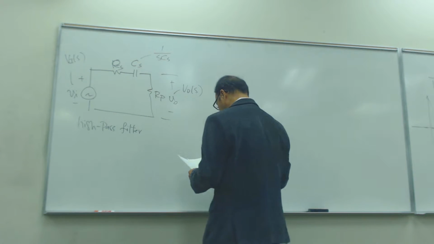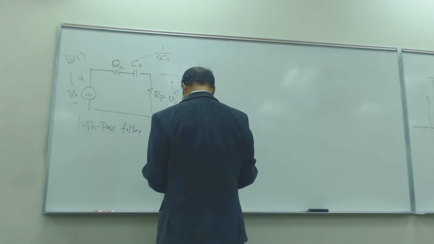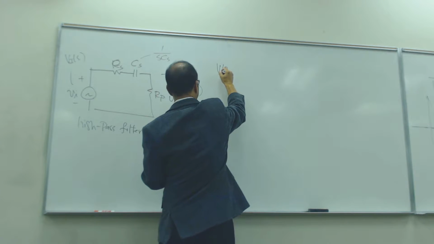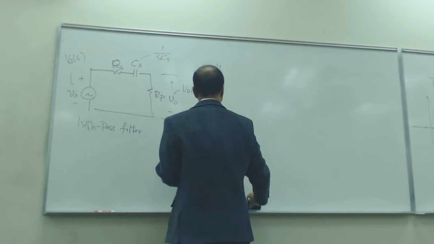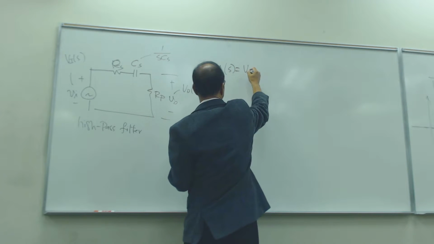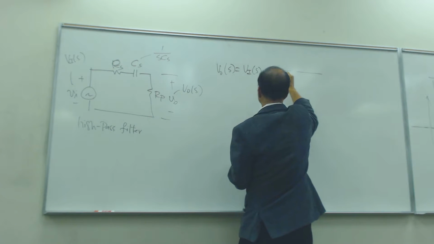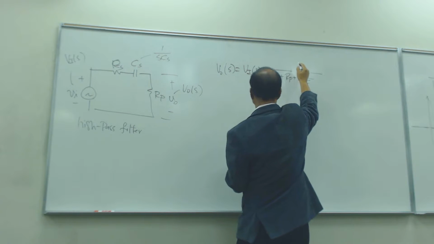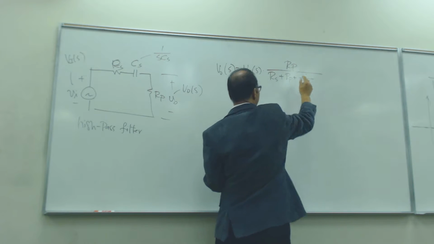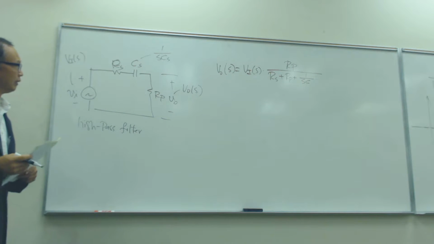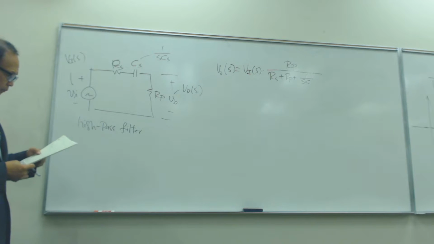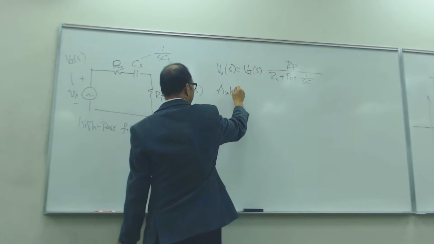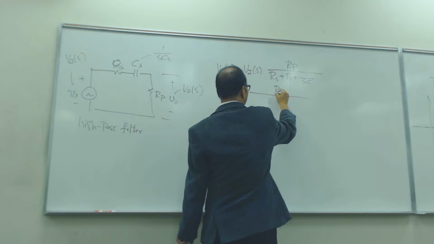Then you proceed to derive the voltage gain of the circuit, which is pretty simple. So VO(s), look at the circuit, is equal to VI(s) times RP over RS plus RP plus 1 over SC. It's a voltage divider. So the voltage gain in the S domain is RP over RS plus RP plus 1 over SC.